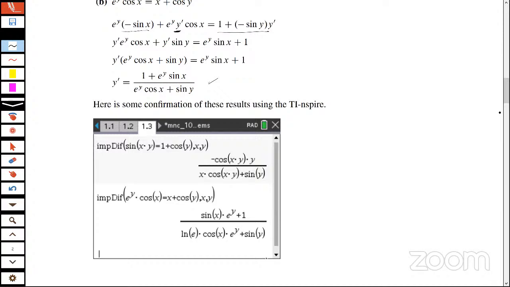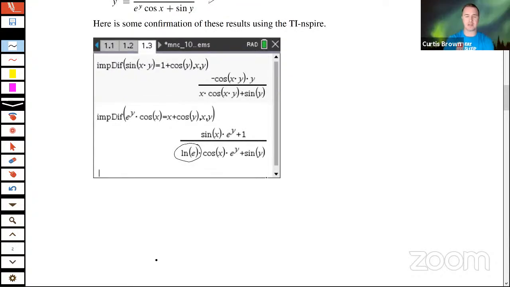This is kind of interesting. If you take a quick peek, Curtis, down on the bottom right-hand side here, the TI-Nspire CAS version at least left the log of e in there rather than writing that as 1. I'm not sure exactly why. Tom might have an answer for that, but that's kind of interesting. I'll be interested to hear what Tom has to say.